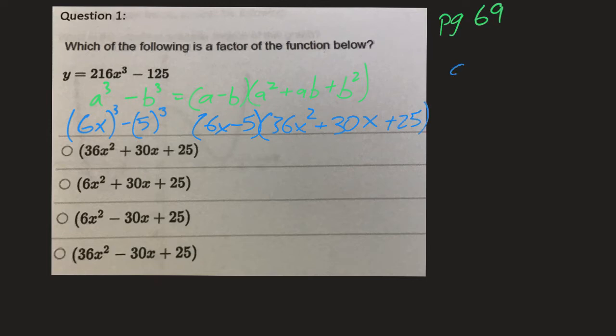So in this problem, we identified a as being 6x, b as being 5, and we plugged them into our formula. And each of these you can match up the pieces and see. So we're looking for, hey, which one of these is actually a factor from my answer choices? So 36x squared plus 30x plus 25 looks like this very first one.